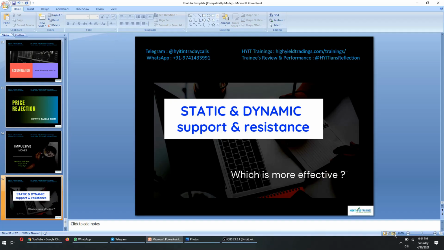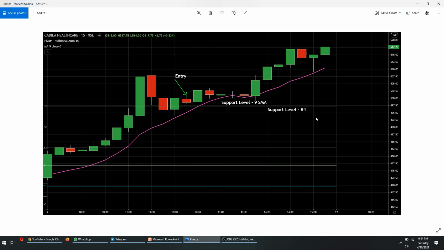Okay, so I have prepared a picture here. This is the 15 minutes time frame for Cardilla. On the left top corner you can see the script name is Cardilla, and it is a 15 minutes time frame. And here on this picture we have the static support and resistance and also the dynamic support and resistance. As I mentioned a bit earlier, static is the pivot lines and the dynamic is this purple line, which is nothing but the 9 simple moving average.